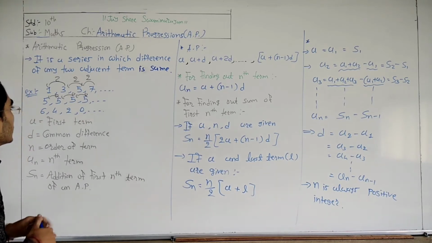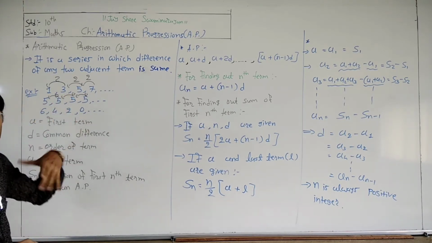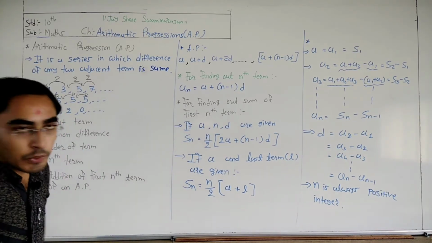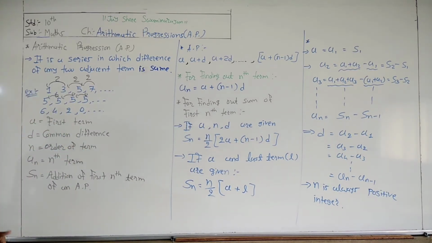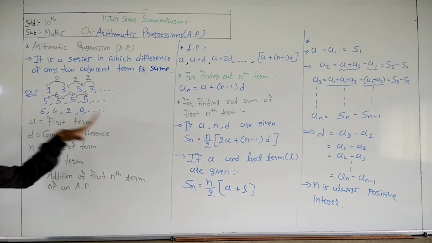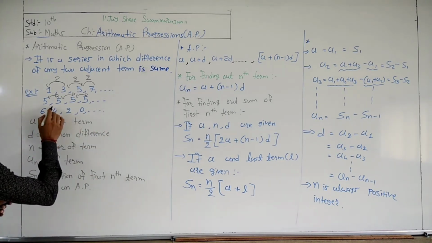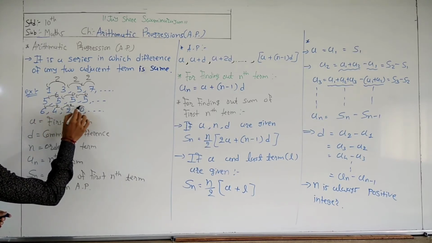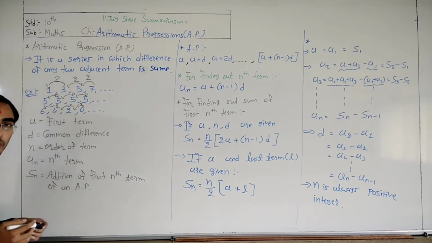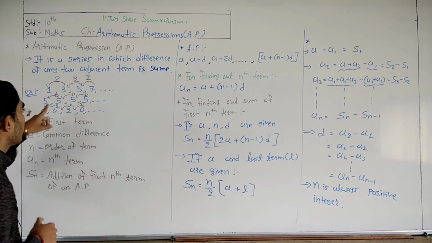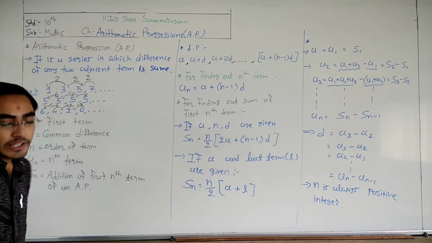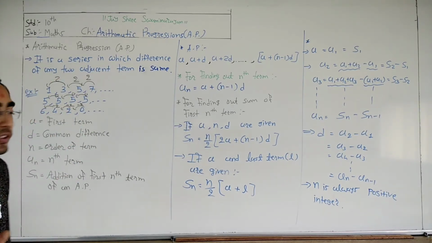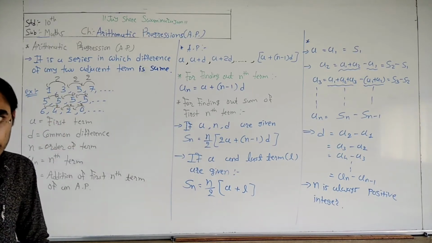Here, even the difference in two adjacent terms is the same. That's why it is called AP, arithmetic progression. One example is 6, 4, 2, 0. If you think about the difference, 4 minus 6 is minus 2, 2 minus 4 is minus 2, 0 minus 2 is minus 2. So every time our difference is the same, minus 2. That's why this is an AP. So these are examples of AP, in which the difference of any two adjacent terms is the same.